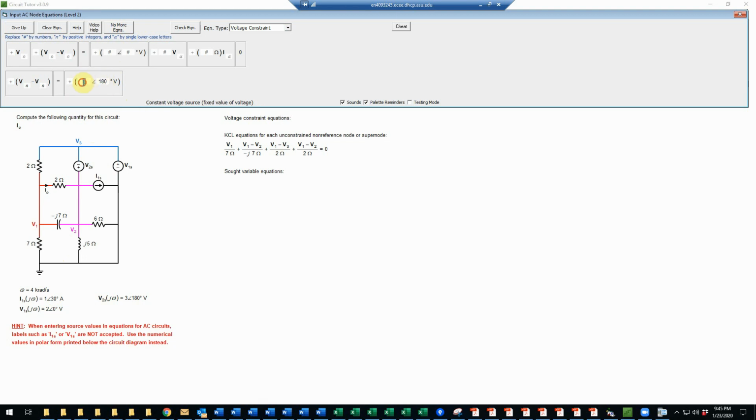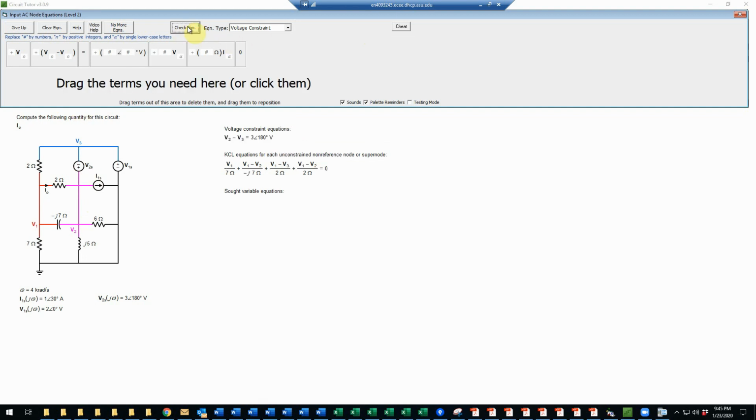If I tried to put a -3 here, for example, that would not be accepted, because magnitudes of complex numbers, by definition, should always be real, so that has to be a positive number. Okay, now V2 is on the positive side, so it's going to be V2 minus V3, which is on the negative side. So we have to make sure we get the polarity correct on that. So let's check that equation. And that's correct.